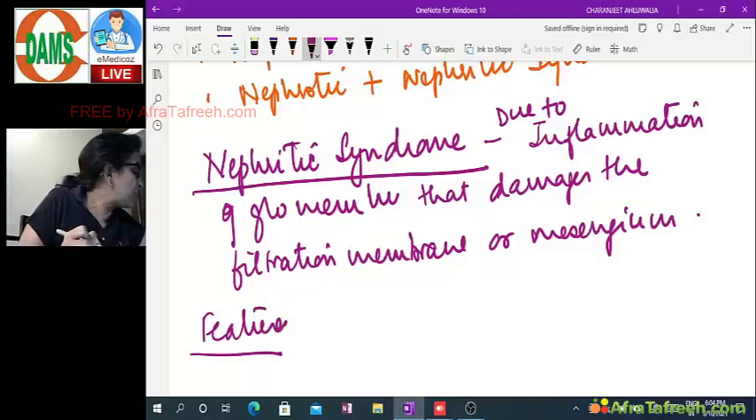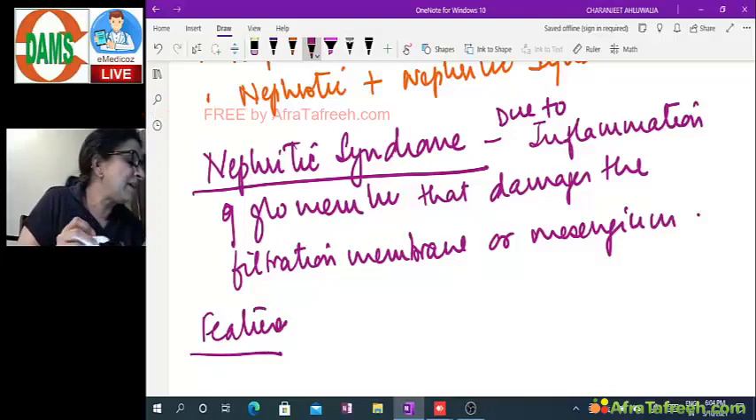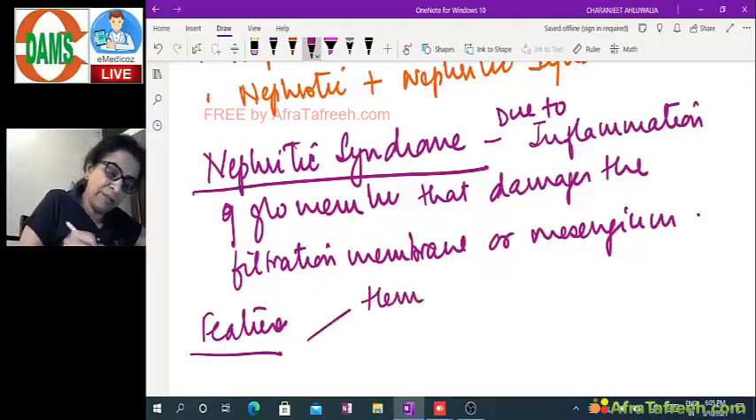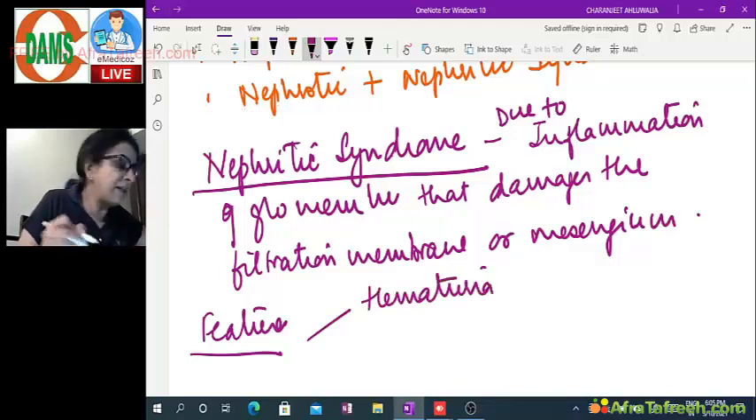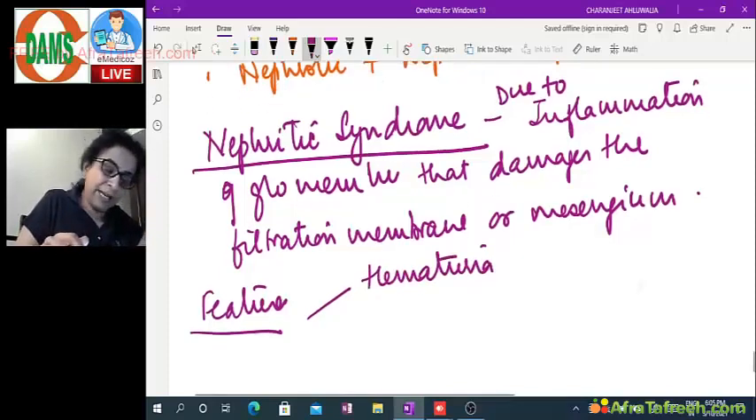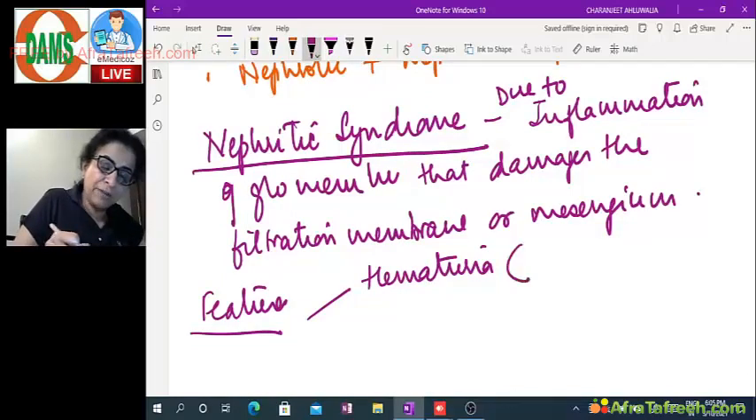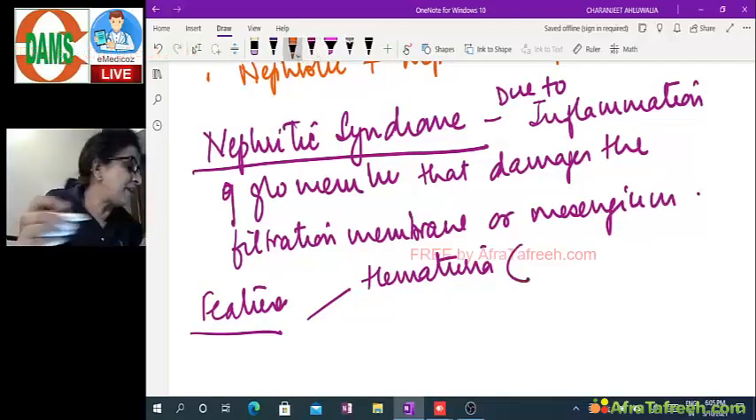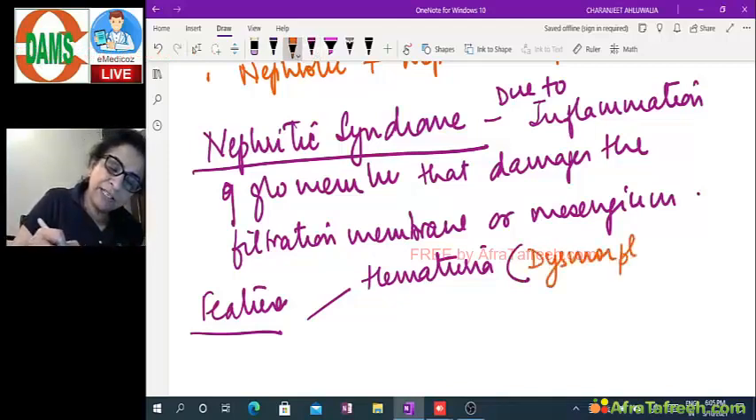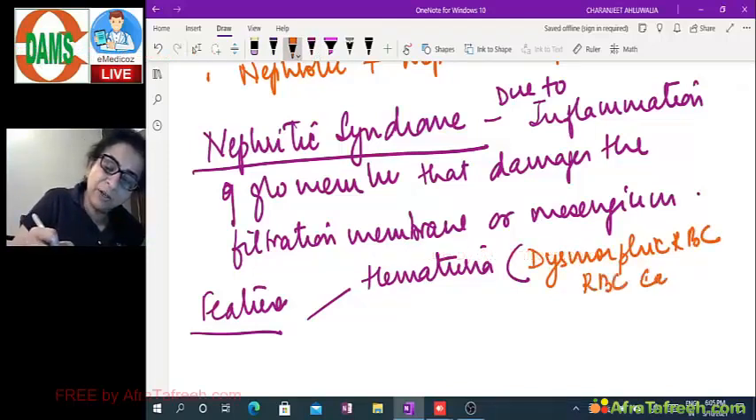So in nephritic syndrome, filtration membrane or very specifically GBM is damaged. Glomerular basement membrane is damaged. So in nephritic syndrome, features are number 1, hematuria. What is hematuria? Passage of RBCs in the urine. And a very important feature, whenever you will see something called as dysmorphic RBCs in the urine, RBCs and RBC casts in the urine. Casts in the urine. You will see dysmorphic RBCs or RBC casts in the urine.